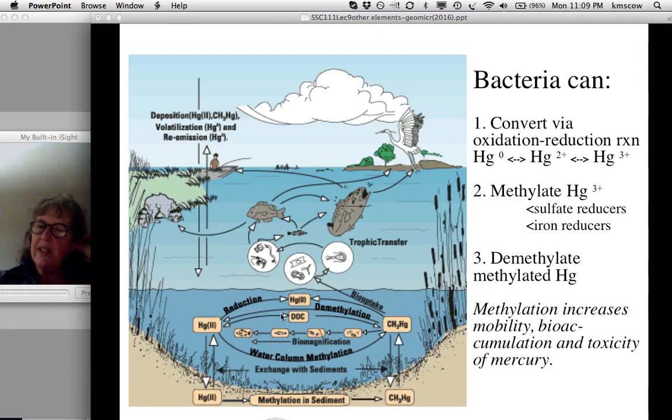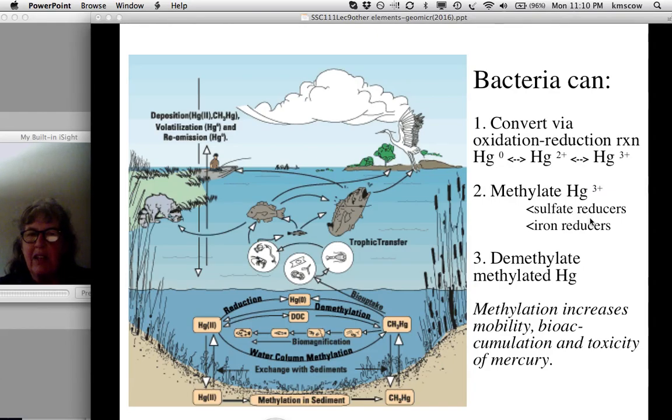So microorganisms can do a lot with mercury, and this picture shows you a mercury cycle in a freshwater lake. And things that microbes can do is oxidize and reduce mercury between the elemental, +2 and +3 phase. Oxidation reduction reactions. They can also methylate mercury. That means they can put essentially a methyl group on the mercury, and that's usually starting with the +3 form. So they may be involved first in oxidation of the mercury, that then is a form to be methylated.